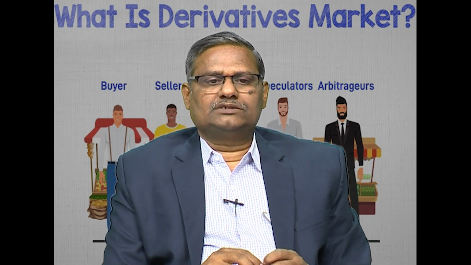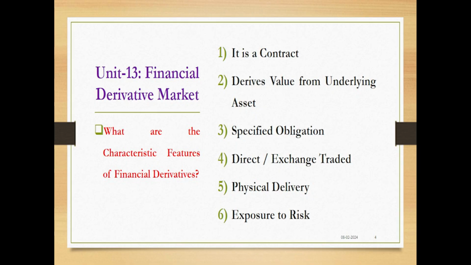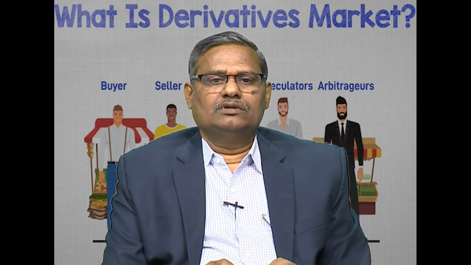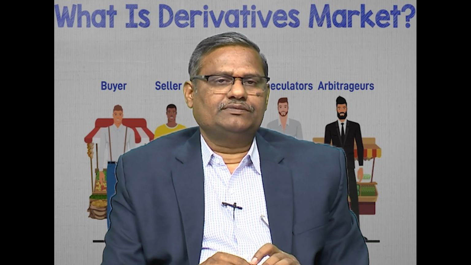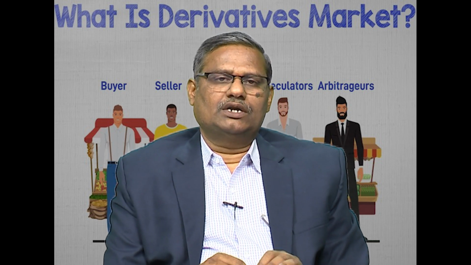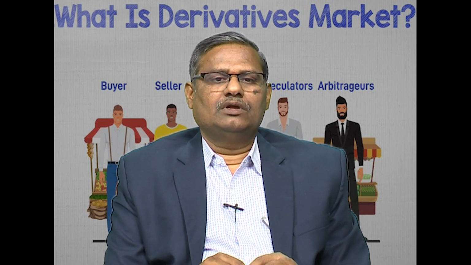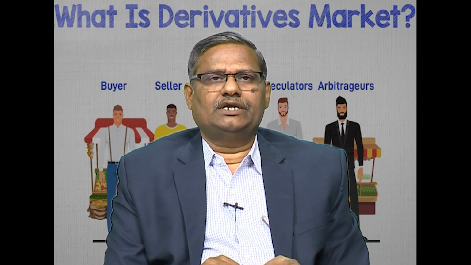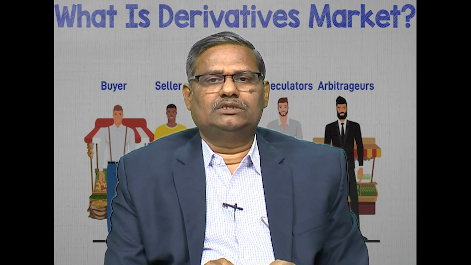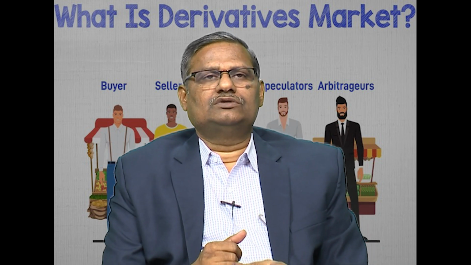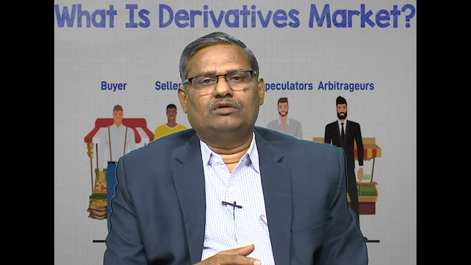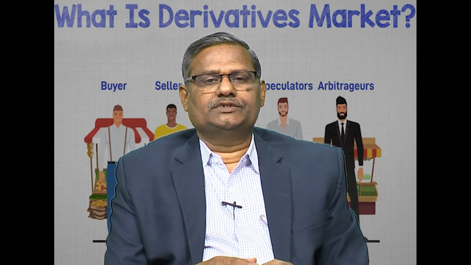What are the characteristic features of financial derivatives? Now, as I already explained, it is a contract. There must be an agreement between the buyer and the seller. A contract must be there. The contract is related to what? For example, I want to buy 1000 shares of TCS after 1 month at 2000 rupees. What are the points included in this contract? 1000 shares of TCS after 1 month at a rate of 2000 rupees.